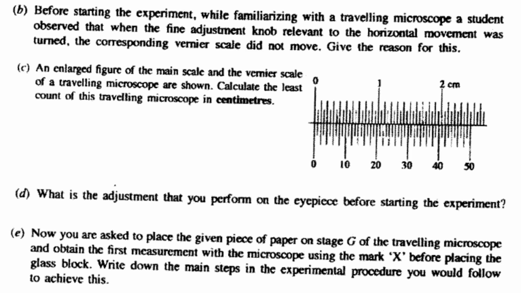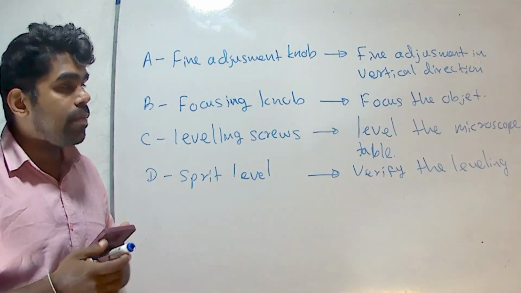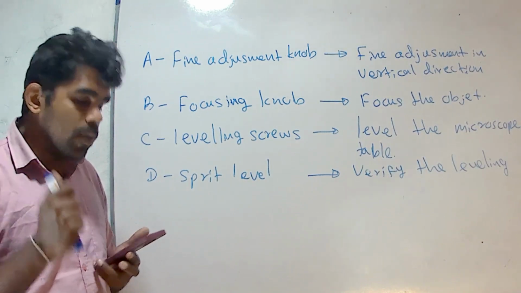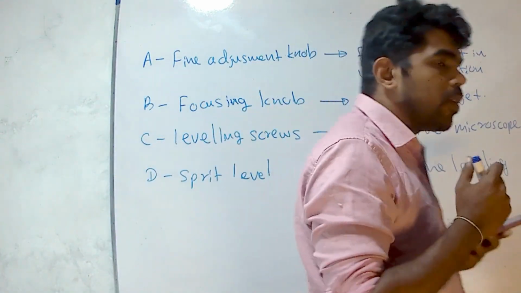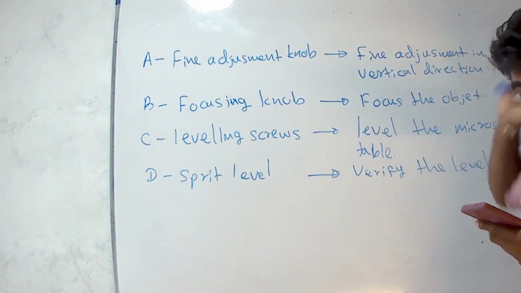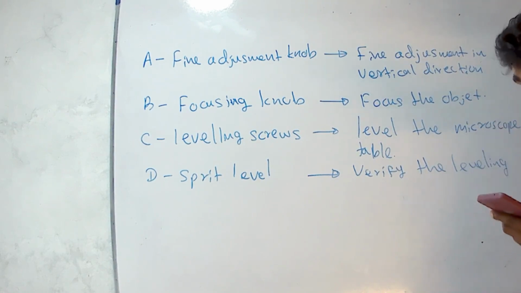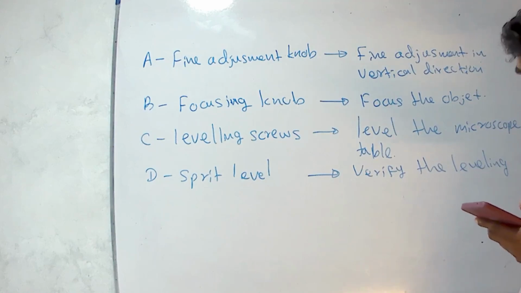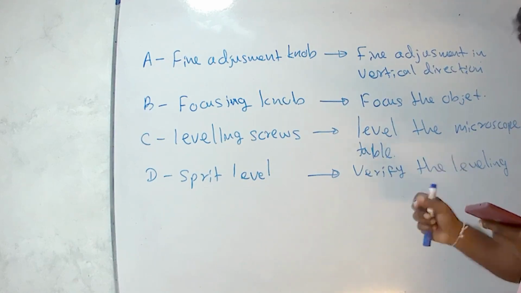Part B. Before starting the experiment, while familiarizing with the traveling microscope, a student observed that the fine adjustment knob relevant to the horizontal movement was turned. The corresponding vernier scale did not move. Give the reason for this. Sometimes we can move the traveling microscope in horizontal and vertical direction, but the vernier scales are not moving. The reason is there is a locking knob for the traveling microscope. It is not locked.